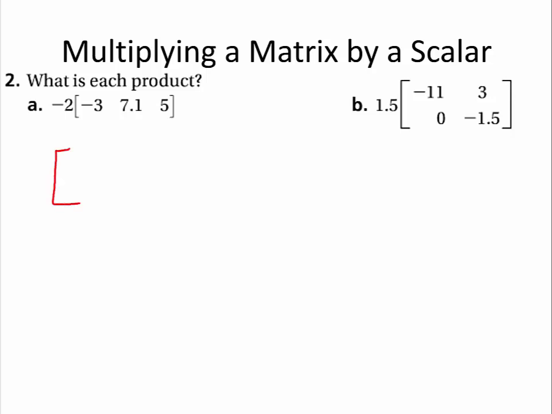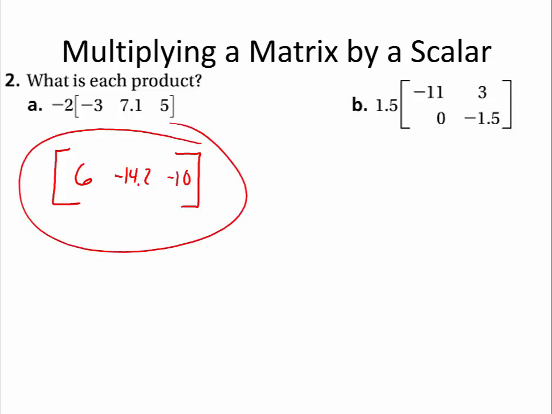All right, if you did the first one correctly, it's just a 1 by 3. Negative 2 times negative 3 is a positive 6. Negative 2 times 7.1, which is a negative 14.2. Probably should have given myself a little bit more room to write. Negative 2 times 5 is a negative 10. And there's your final answer.